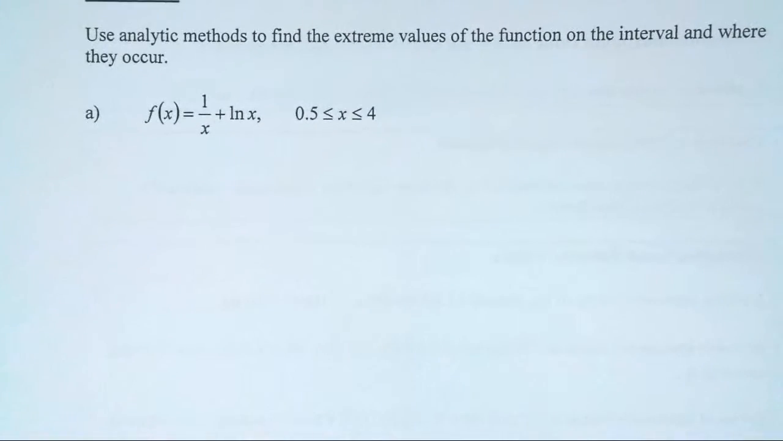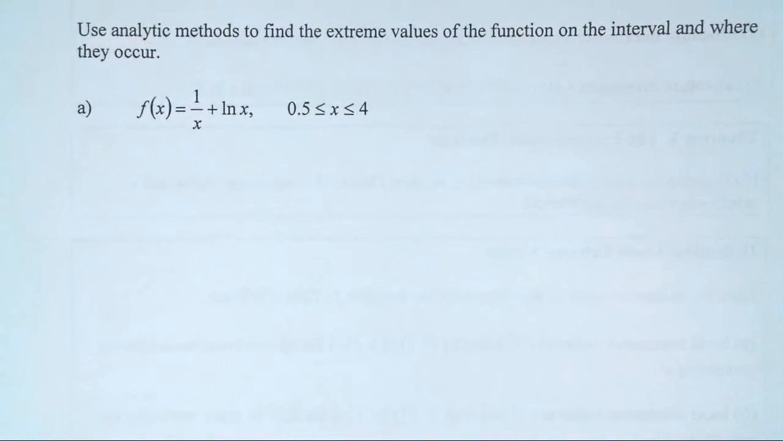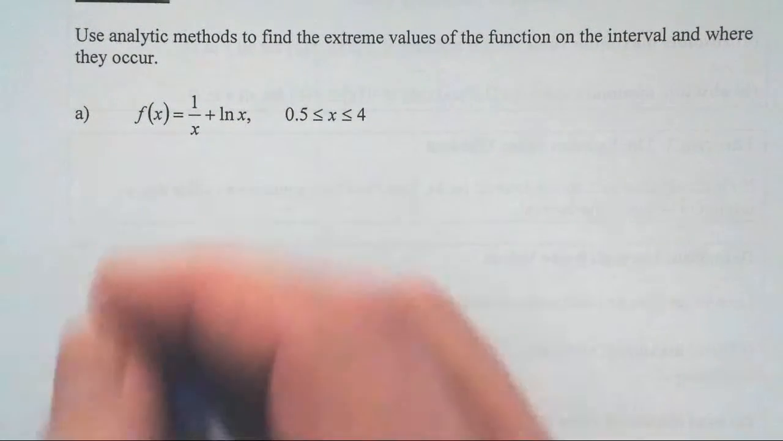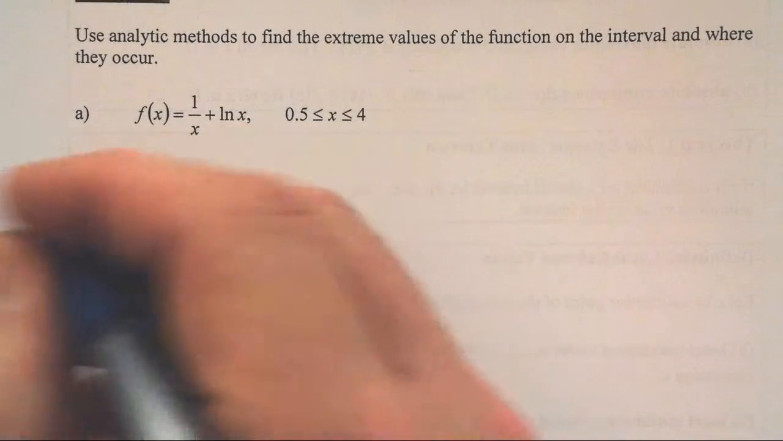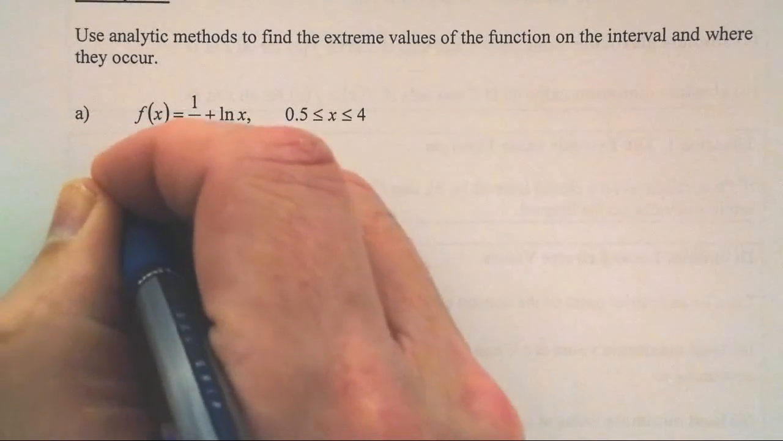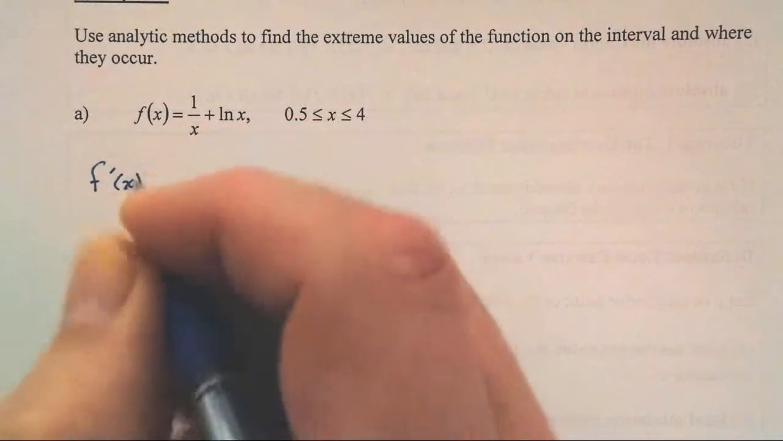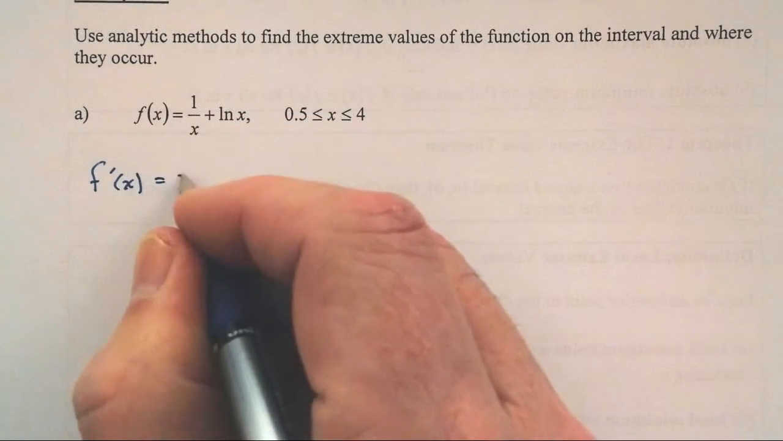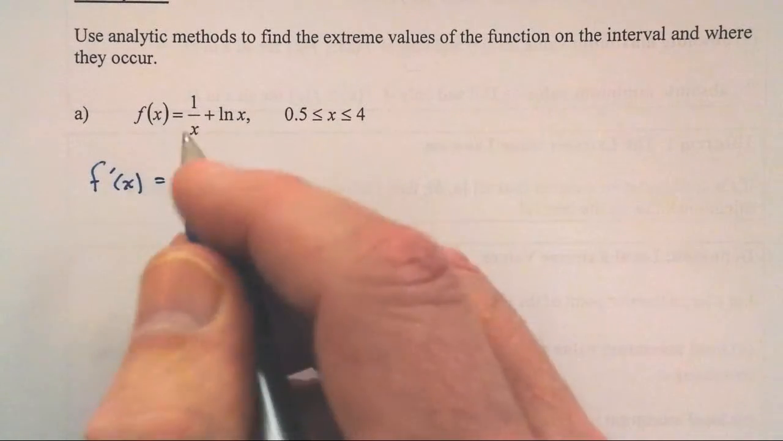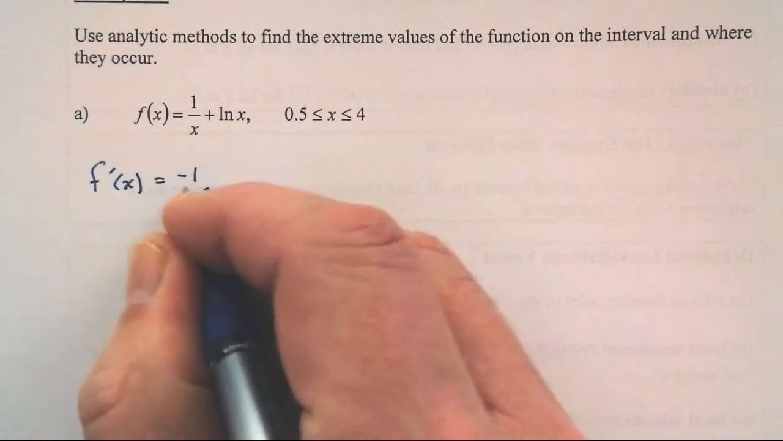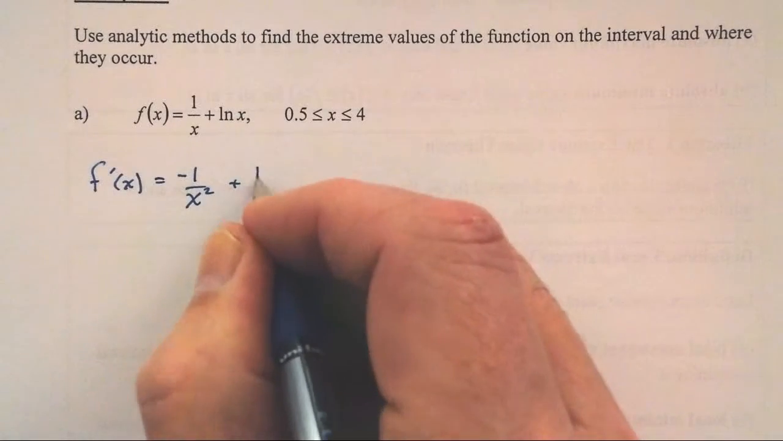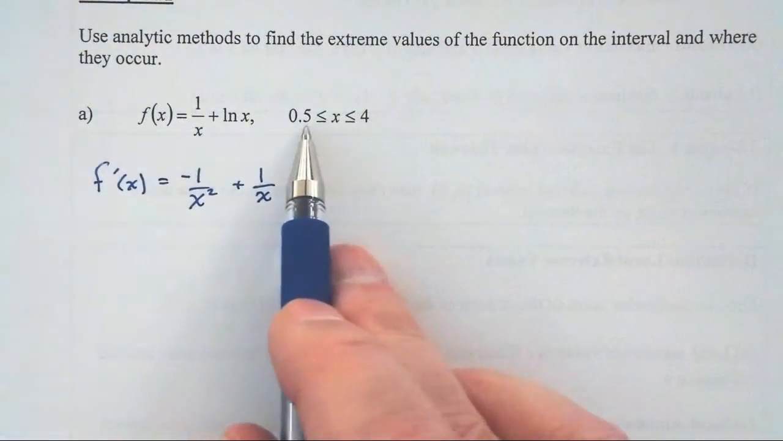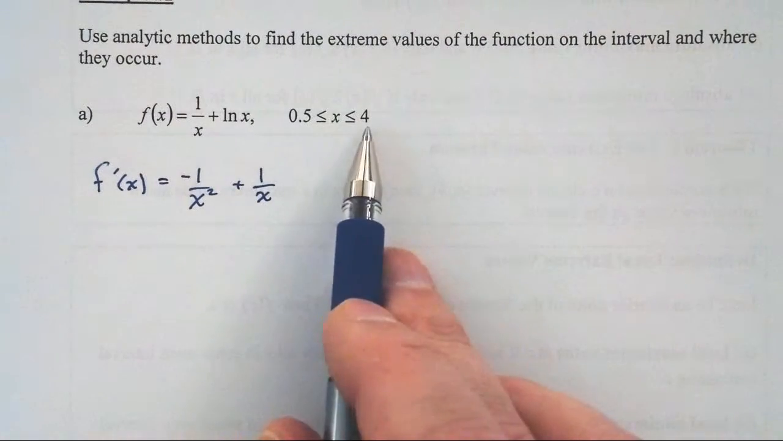Okay, use analytic methods to find the extreme values of the function. So we know we're going to need to find our derivative. I'm going to start with that. So let's find f prime of x. If I think of this as x to the negative first, f prime of x is negative 1 times x to the negative second, negative 1 on x squared, plus 1 on x.